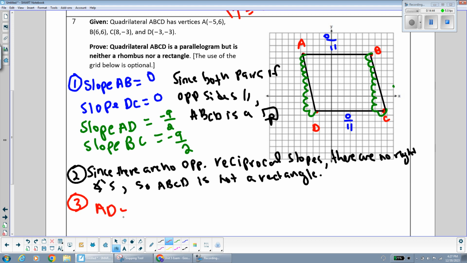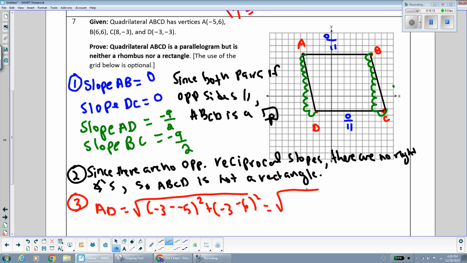So I'm going to find the length of AD, and length is distance formula. So let me plug in really quickly. 6 minus negative 5 squared. Oh, I'm using the wrong coordinates. I was using AB. Okay, let me use AD this time. -3 minus -5 squared. -3 minus 6 squared. And I got radical 85.